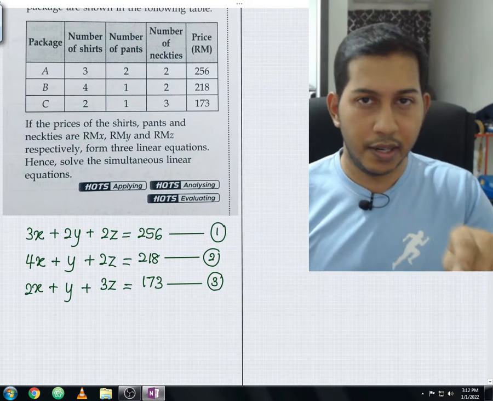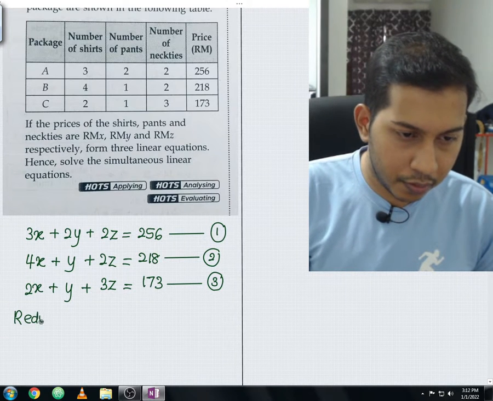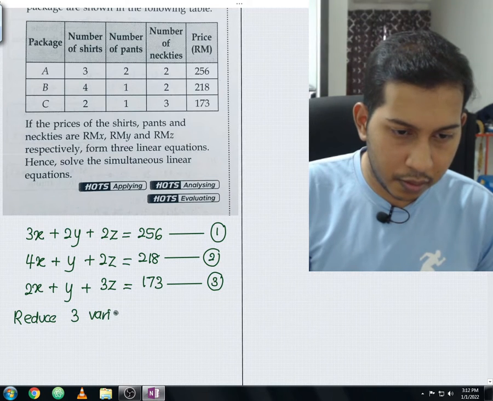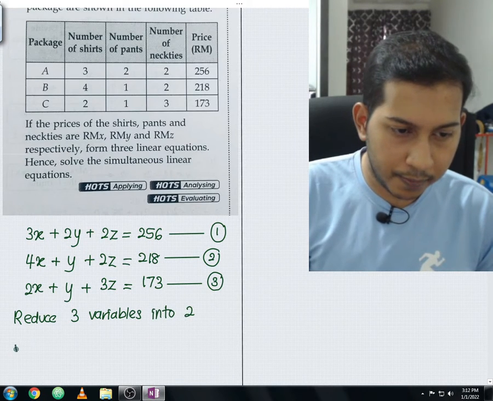So let me write down in the working here. Reduce 3 variables into 2 variables.